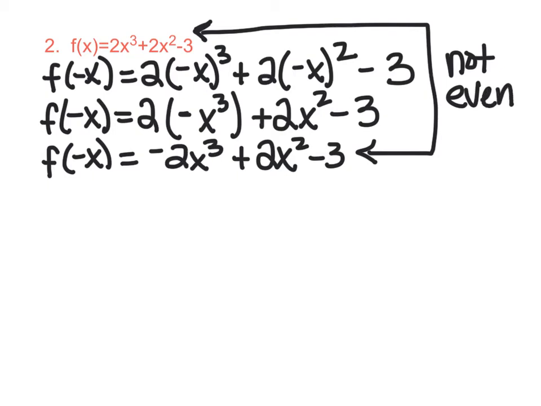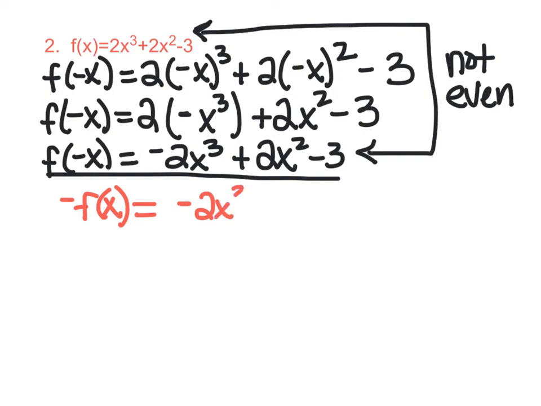And if you read the odd rule on the first page, up at the top there, it says negative f of x is equal to f of negative x. Well, we already have f of negative x right here, so we don't need to do anything with that. Let's do negative f of x. That's really simple. All you have to do is take the original function and you just change all the signs. So that 2x cubed becomes negative 2x cubed. That positive 2x squared becomes negative 2x squared. And that minus 3 becomes positive 3.